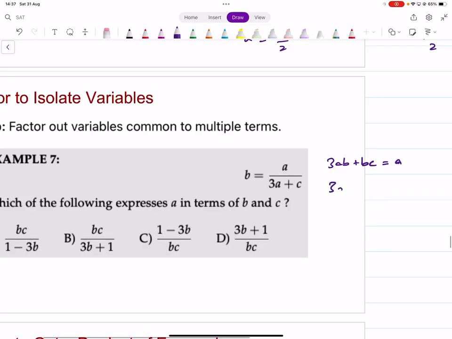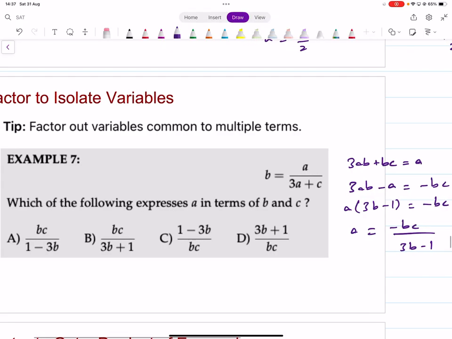So you get 3AB minus A, that equals minus BC. And now, since you want to make A the subject, you have to take A common. Right? You take A common from these two terms, and that leaves you with 3B minus 1 inside, and that equals minus BC. So A equals minus BC over 3B minus 1. Do you see that as any one of the options? Minus BC over 3B minus 1. Well, you don't.